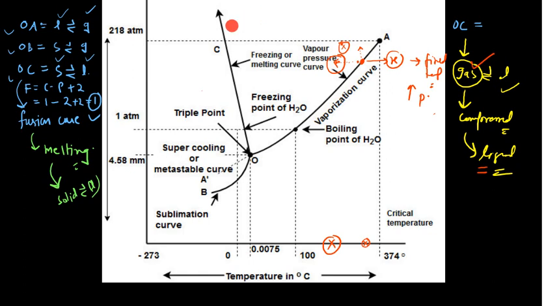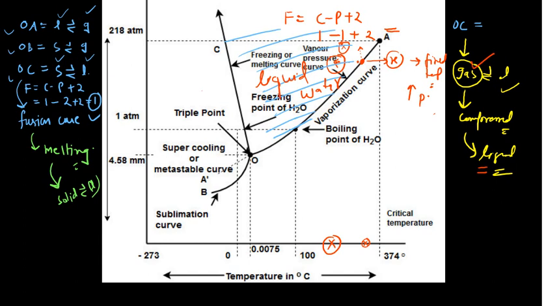So this whole region, let me color it first, has only one phase, and that phase would be liquid water. If you want to know the degrees of freedom in that case, F equals C minus P plus 2. Component is 1, phase is 1, so the numeric value is 2 degrees of freedom. That means all along this area you have 2 degrees of freedom.